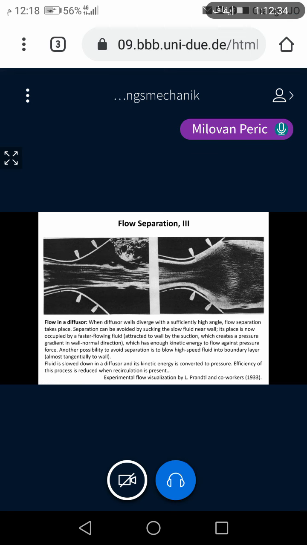So another possibility to avoid separation is to blow high velocity fluid into the boundary layer, but then you have to blow it almost tangential to the wall, and then this high velocity fluid will stick to the wall longer, and will also attract the other fluid to join, and it will also be possible to avoid separation.